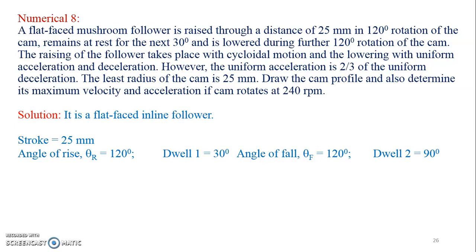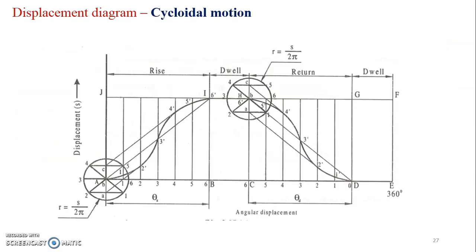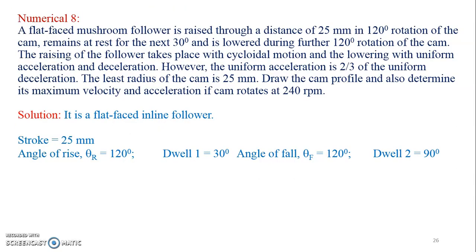Now the second dwell they have not directly given, as I told you, many times they won't give, but you can always calculate it because the sum of all 4 angles is equal to 360. Here we know that angle of rise is 120, dwell 30, and angle of fall is 120. So the addition of all three angles is equal to 270 degrees. Hence 360 minus 270 will give me 90 degrees second dwell. So I can calculate this, no problem.